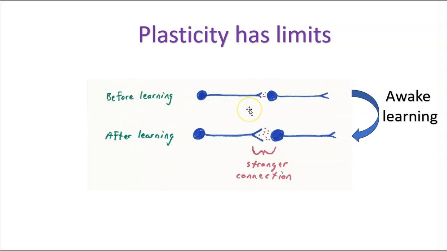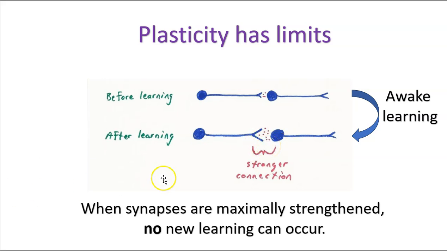Consider it with a simple illustration here. Plasticity has limits. So during the day, if these are hippocampal neurons here, we've got some baseline synapse strength at the start of the day, and then we learn a bunch of stuff during the day. Hippocampal neurons that are activated by whatever learning we're doing are going to grow stronger synapses. But we've got a problem. There's some maximum amount of strength that we can achieve during the day. So when synapses are maximally strengthened, no new learning can occur.